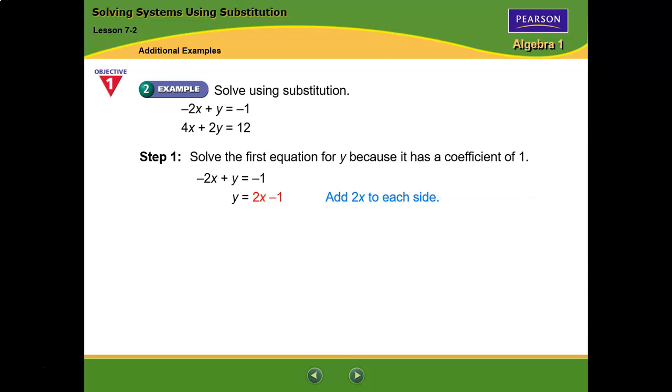All right, so let's take the first equation. We have negative 2x plus y equals negative 1. And to get it into slope-intercept form, we have to move the negative 2x to the other side, so we're going to add 2x. So we have y equals 2x minus 1. This equation is now in slope-intercept form. Now let's take the second equation, because we have to get it into slope-intercept form as well.